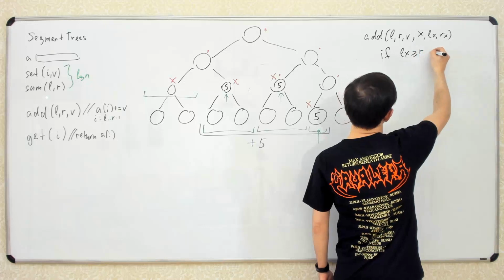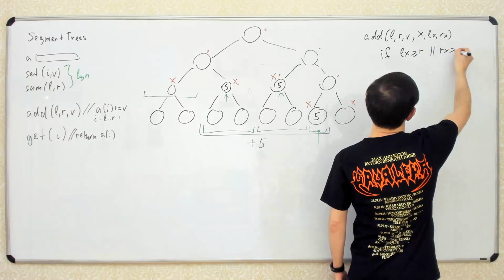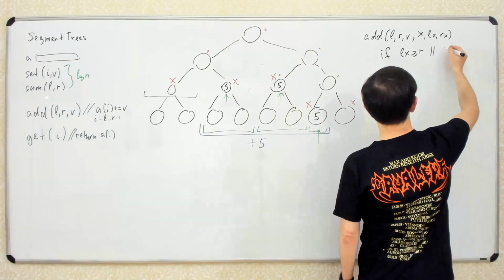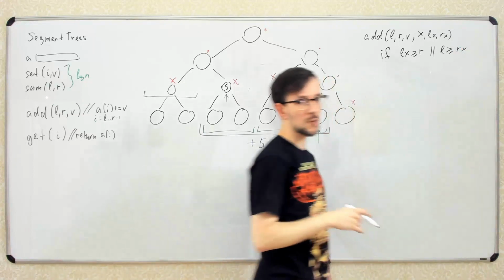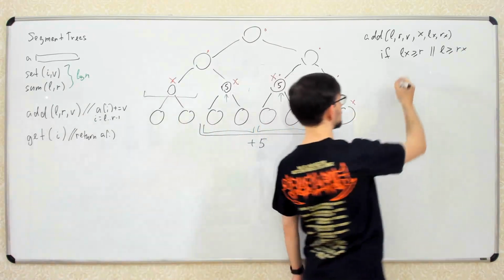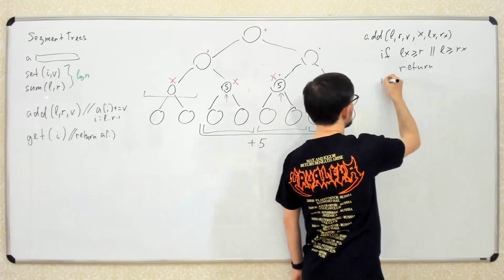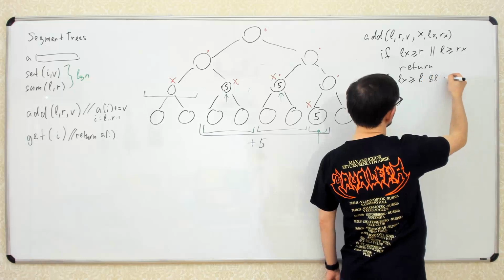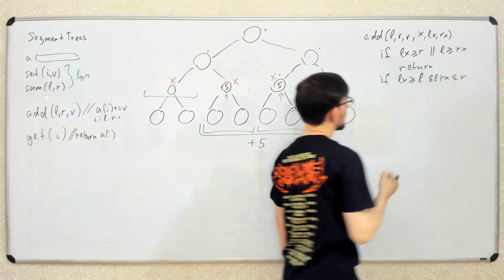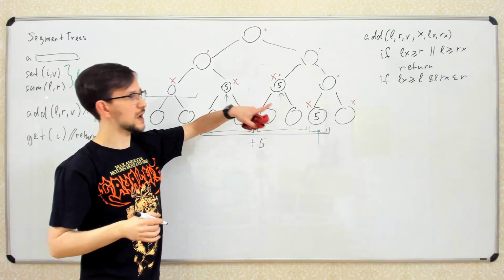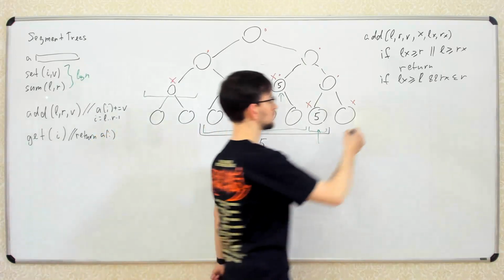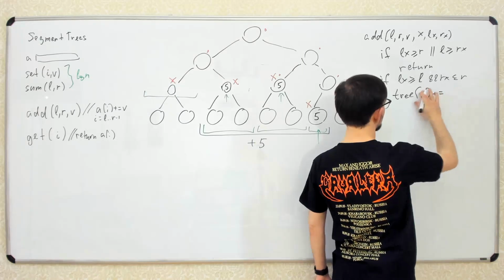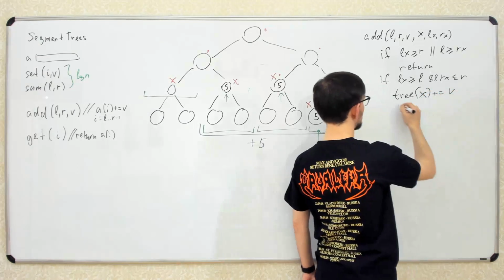Lx greater or equal than R, or if L is greater or equal than Rx. Then we're completely outside. If we're completely outside, we just return. If we are completely inside, that is L equals Lx and Rx is also equal to R, then we add this value v to the current node: t[v] plus equal v, and return.